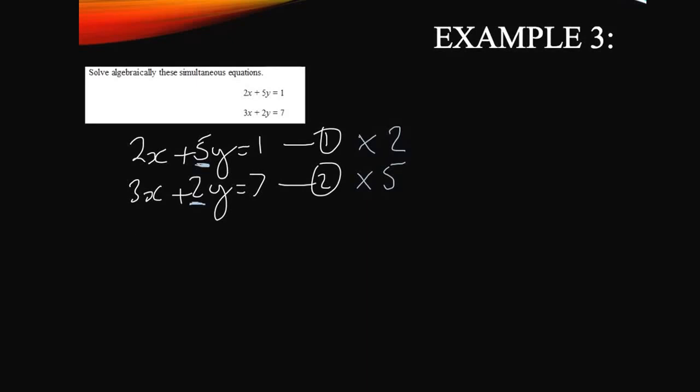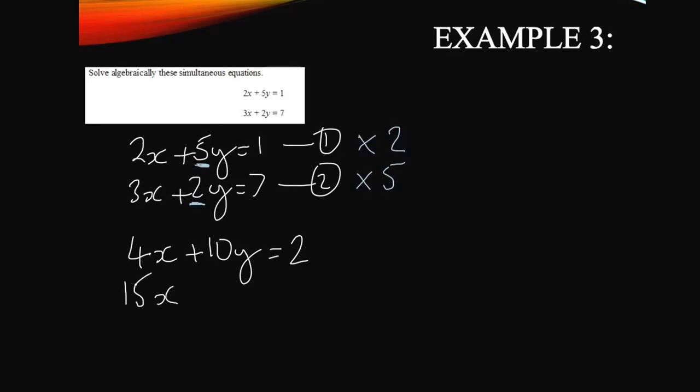That's going to give me 4x plus 10y equals 2. And I'm remembering to multiply every single term, not just bits of it. Second one, equation 2, I'm going to multiply by 5. So I've now got 15x plus 10y equals 35. I'm going to call this new equation 3 and this one equation 4.